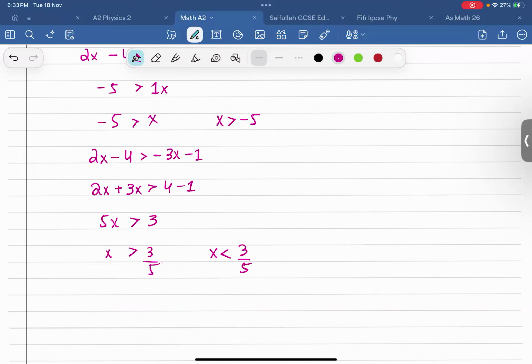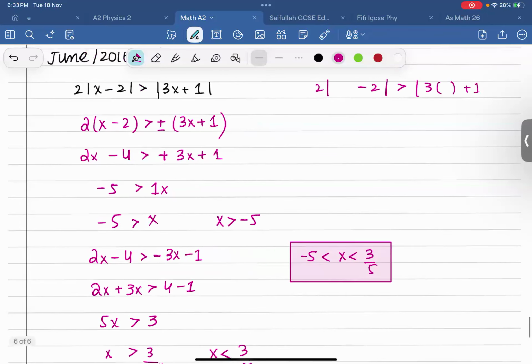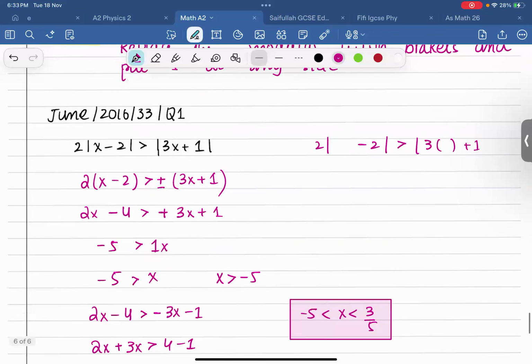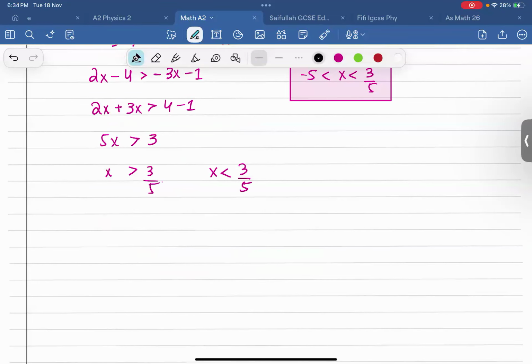So you can check the value, you can check by placing the values in, and that way you'll get the answer, right? So the range is going to be x. Any value of x can be greater than negative 5 or smaller than 3 over 5, right? Is that clear? Yes. Okay. Moving on to the next question.